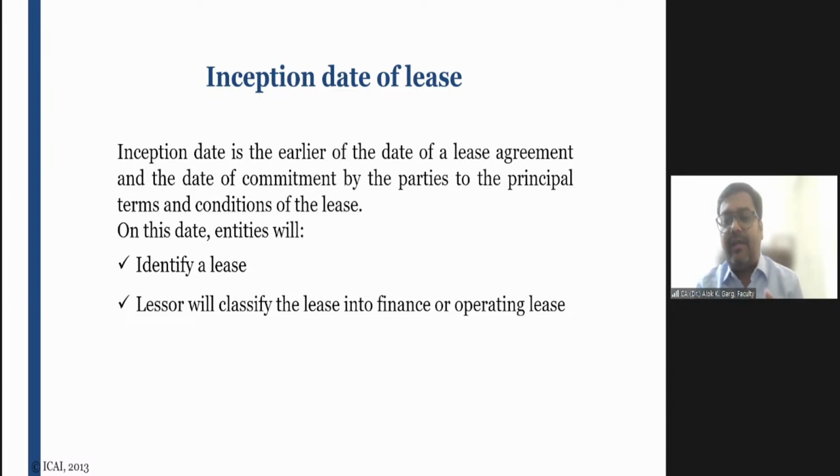So on the inception date, the entities will identify whether it is a lease or not. First of all, it will be a lease or not. How will you decide it will be a lease or not? As per this standard, whether there will be an identified asset or not, whether the lessor will have a substantive substitution right, who is controlling the use of the asset, right? And on the inception date, the lessor will classify the lease into finance or operating lease.